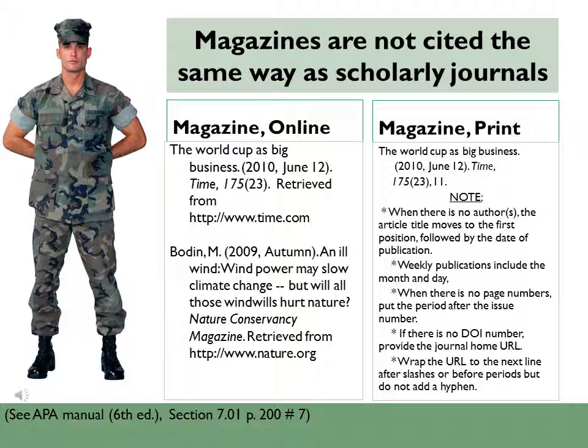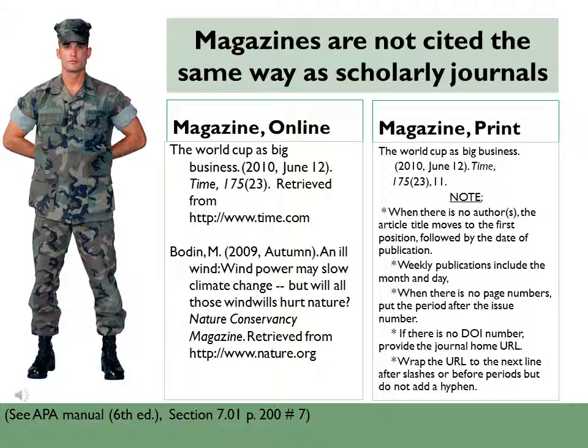As you can see, "The World Cup Is Big Business" from Time Magazine is quoted as the first example, and that particular issue came out on June 12 of 2010. And usually a magazine will have a lot more issues than a journal, and you want to make sure that the reader is not confused or has to do an unusual amount of work to find the article. Give the reader all the information that you have so that it's easier for the reader to find that particular issue of this publication.